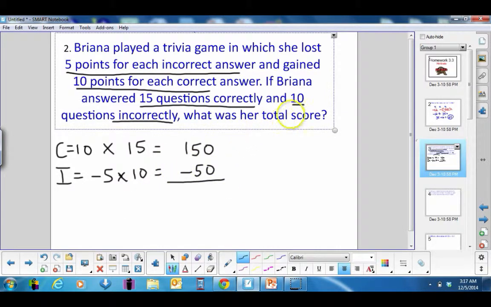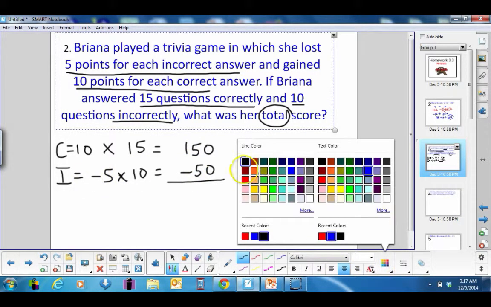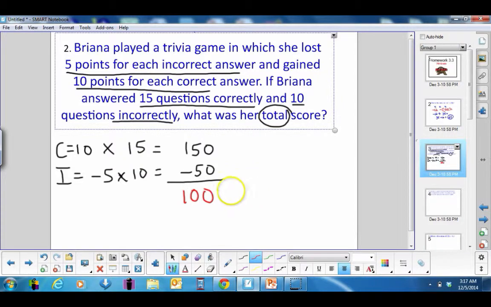Now, the question says what was her total score? So for me to figure out her total score, I can just take the 150 and subtract the points that she lost for making them incorrect. So if we do that, it looks like our answer is going to be 150 minus 50 gives me a total score of 100 points. Okay, so it looks like for that trivia game, Briana earned 100 points. Okay, moving right along. Question number 3.